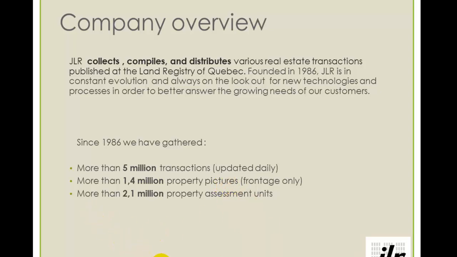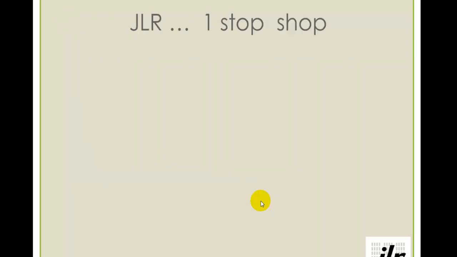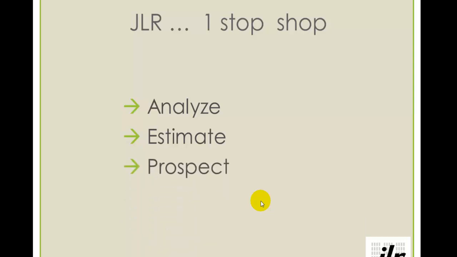JLR has been collecting, compiling, and distributing the various transactions that are published at the Land Registry Office since 1986. Since then, we've gathered over 5 million transactions, and that's updated daily. We also took 1.4 million property pictures, frontage only, and we have over 2.1 million property assessment units in the database. So basically, JLR becomes your one-stop shop because you can analyze by using a specific property address. You can estimate market value, and this is good for the entire province. And you can also prospect with JLR.